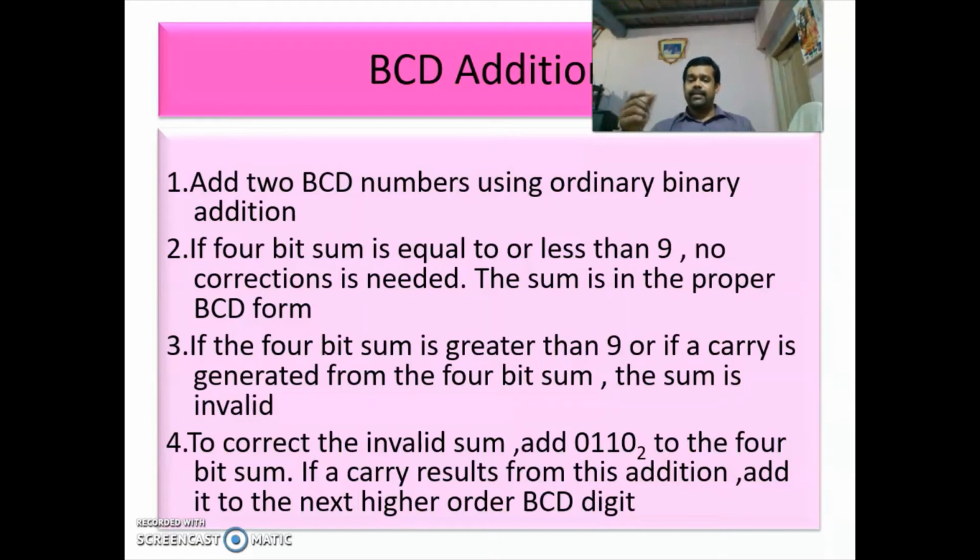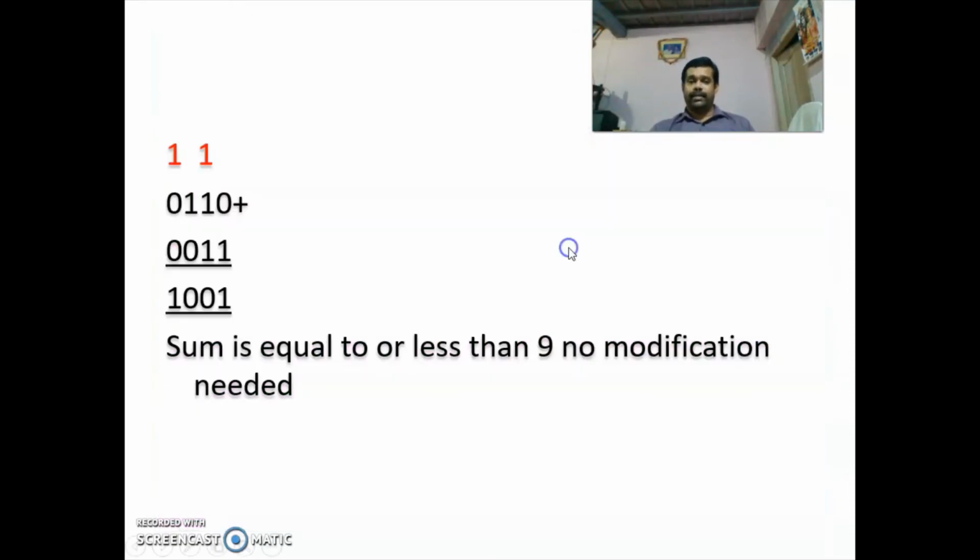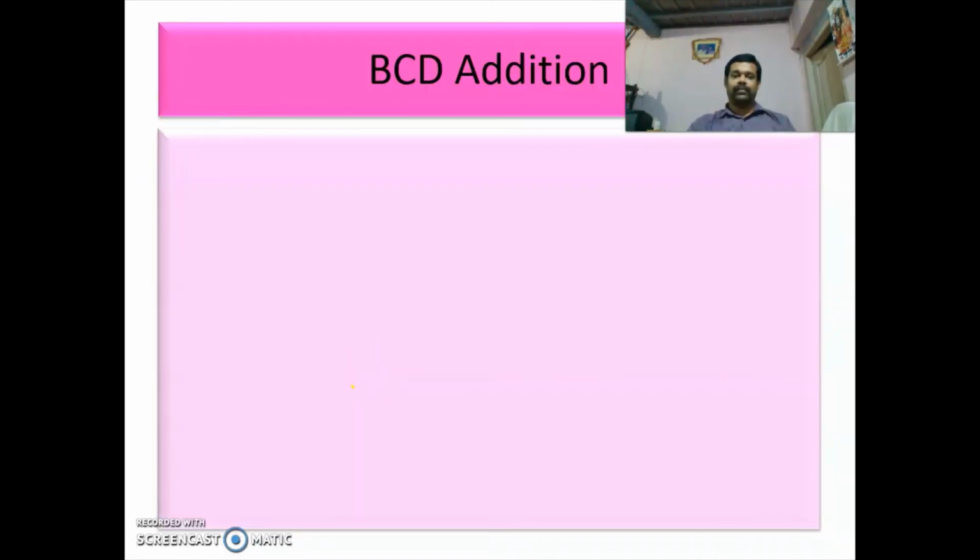So while adding 6, if you are getting a carry, then you have to add it to the next higher order BCD digit. Now we are taking two numbers. This number is nothing but 6 and this number is nothing but 3. Next we are going to see BCD addition.